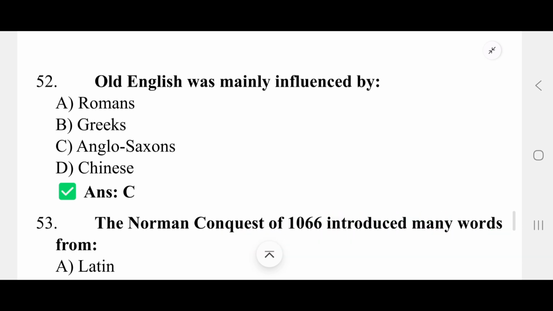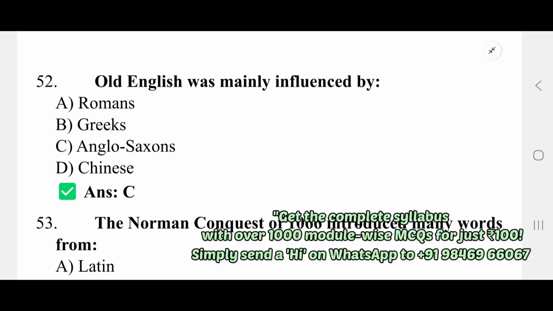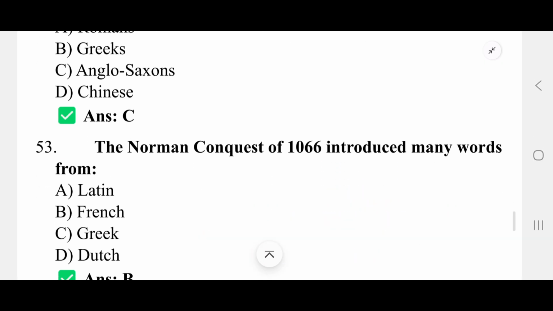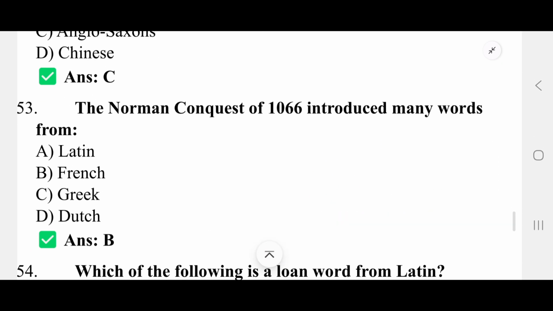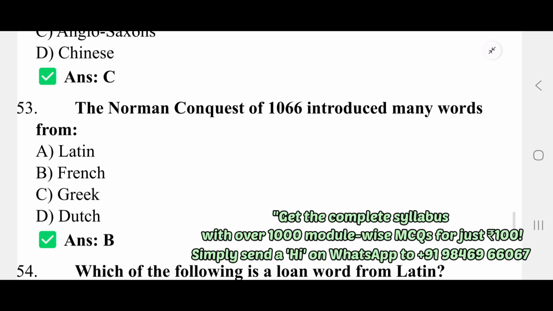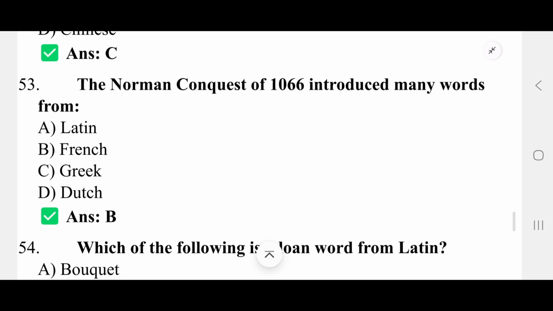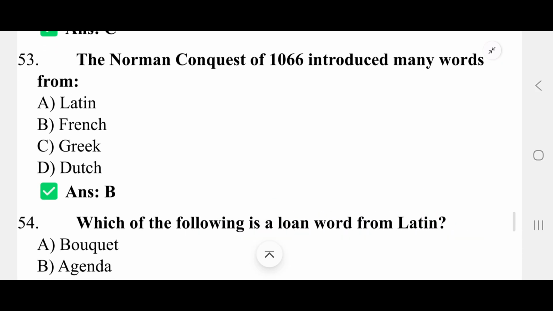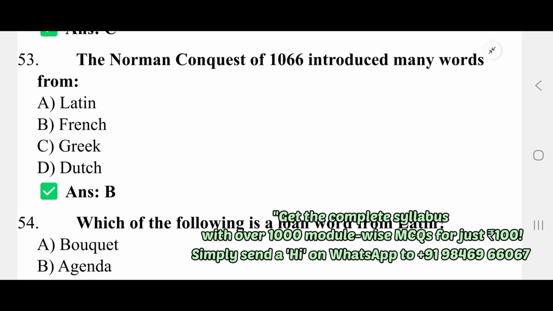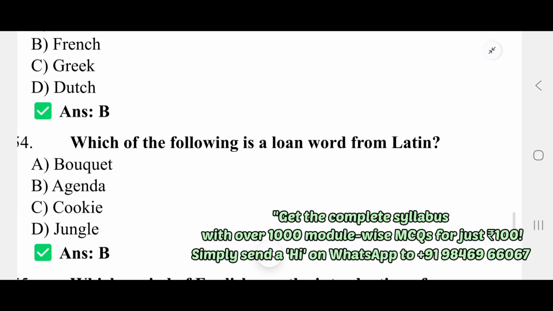Old English was mainly influenced by Romans, Greeks, Anglo-Saxons, Chinese. Anglo-Saxons. The Norman conquest of 1066 introduced many words from Latin, French, Greek, Dutch. Option B is the right answer, French.